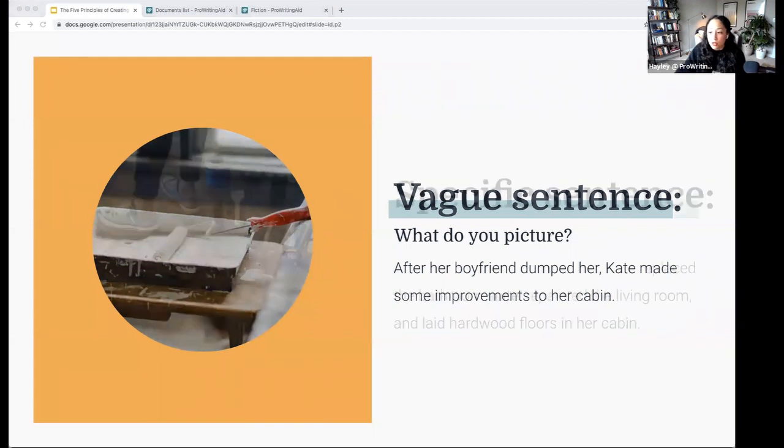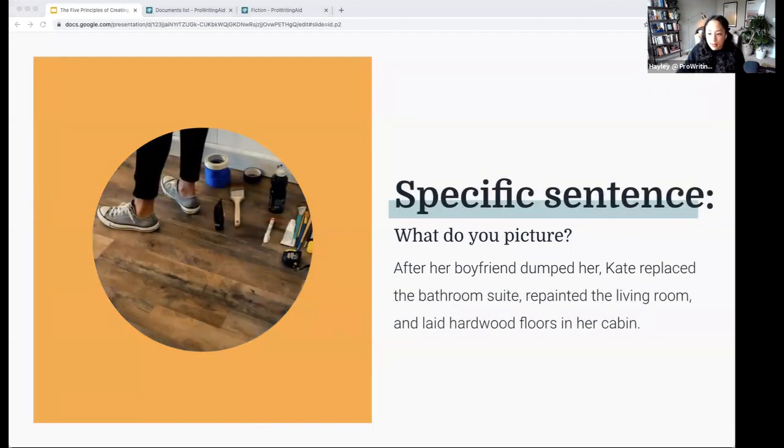So what we should do is make our sentence more specific. When I say Kate replaced the bathroom suite, repainted the living room, and laid hardwood floors, we have a much more specific idea of exactly what's happening, right? Now we can close our eyes, and that mini movie that each of us is playing is going to be much more effective than the mini movie where Scarlett has her dragging a body out and someone else has her putting in new windows, right? When we are more specific, we're giving that accurate mini movie to our readers.